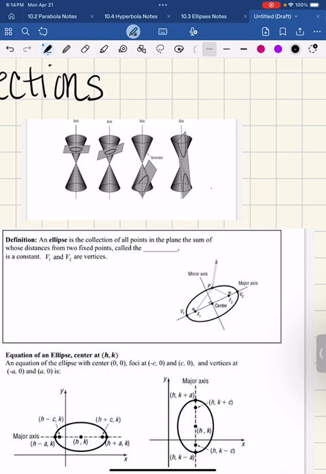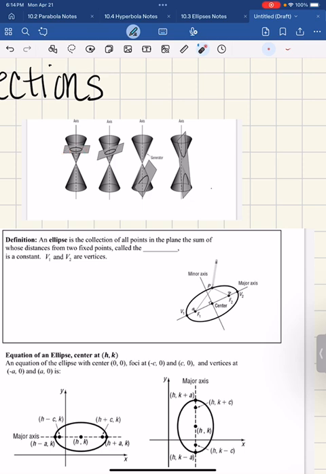So you have two right cylindrical cones, and they are stacked on top of each other. You've got a cone that's right side up, and then you've got an upside down cone, and they meet at the vertex. Each one of these cones has a special fancy name called a nappe. And a conic section is what happens when you take a plane. There are four conic sections here.